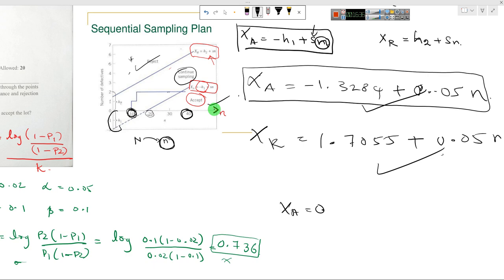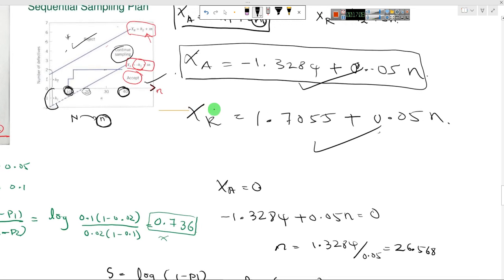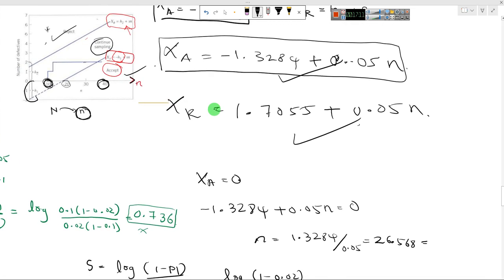So now XA is equal to 0: minus 1.3284 plus 0.05 n is equal to 0. So n is equal to 1.3284 divided by 0.05. So let me find out the value for that. 1.3284 divided by 0.05 gives me 26.568. So I have to take a minimum of 27 samples in order to inspect whether to accept the lot or not. So approximately equal to 27 samples, right?